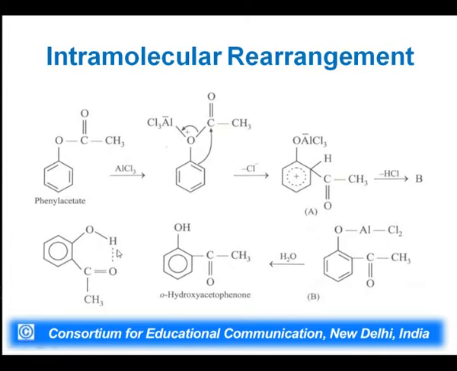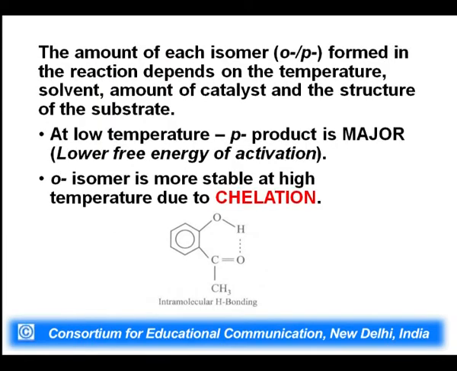So what we find is that when we do the reaction at low temperature, then the para product is the major product, because there the reaction is kinetically controlled, that is it follows along that pathway where the energy of activation is lowest. Whereas at high temperature, ortho product is the major product because of chelation.